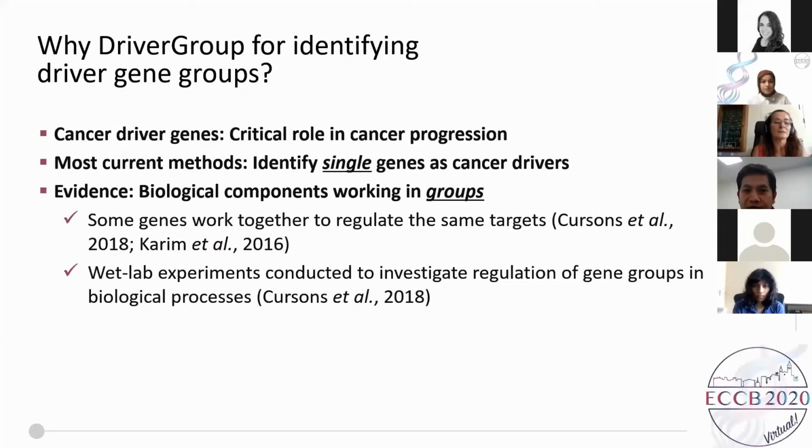As you know, cancer driver genes play critical roles in cancer initialization and progression. Therefore, many computational methods have been developed to identify cancer driver genes. Most of the current methods only identify a single gene as a cancer driver. However, there is evidence showing that in some biological processes, some genes work together to regulate the same targets, and in some cases, the regulation of one gene is not significant, but the regulation of a group of genes is. Moreover, recently some wet lab experiments have been conducted to investigate regulation of gene groups in some biological processes. All of them highlight that there is a strong need to identify cancer driver genes in groups.